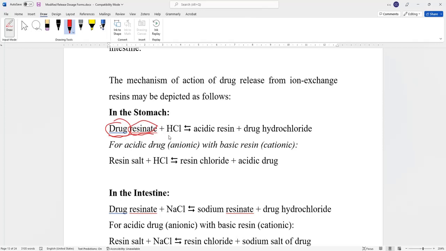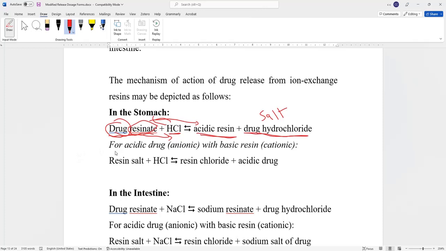This is the complex. So when it's in the stomach, see here, this will happen. The basic drug will react with the HCl and will give me a salt. This is a salt called drug hydrochloride. It's a salt. So you have the drug released here, and the resin will take the H from here and will turn into the acidic resin.